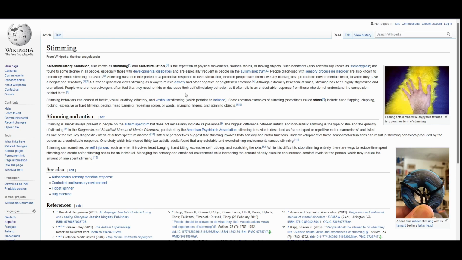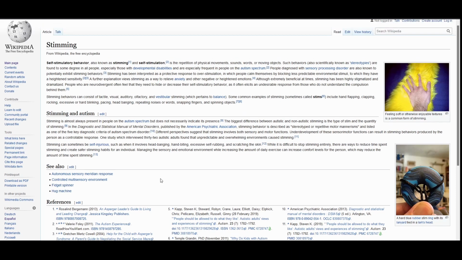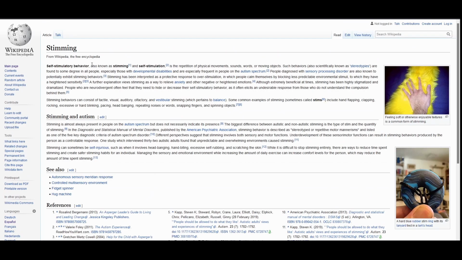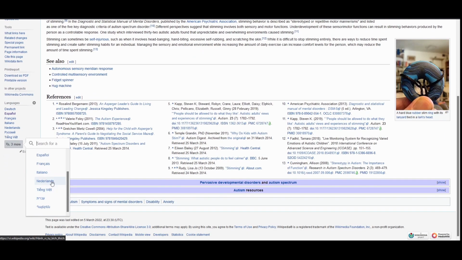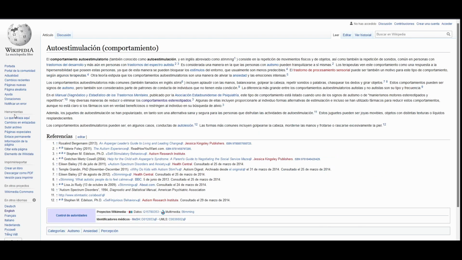Now, stimming. I really wanted to find if there was a Spanish equivalent to stimming, because everyone I ever heard use the word stimming would say estimming, so basically an Anglicism. I wanted to know, is there a Spanish word for stimming? So what you can do is, now you can see this article, self-stimulatory behavior, also known as stimming and self-stimulation, is the repetition of physical movements. We can go down here, down to the left-hand side, and you can click on 3 more, and it'll show you additional languages that this article is available in. Now, again, not exact translation, but generally speaking.